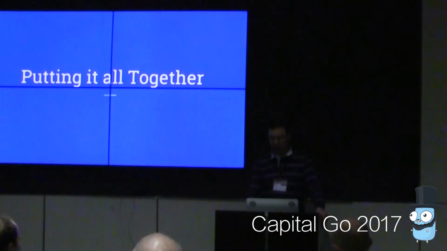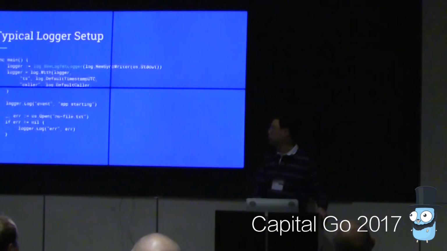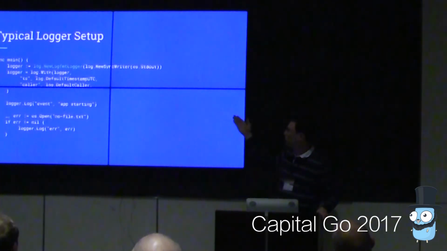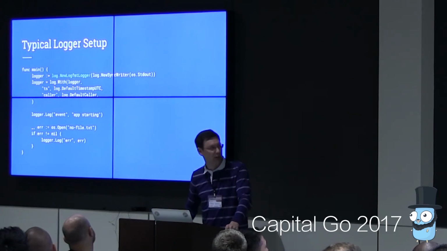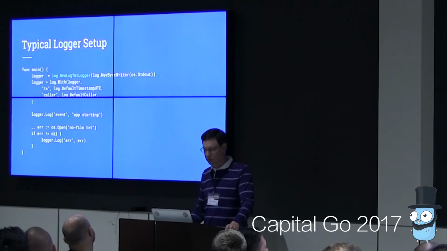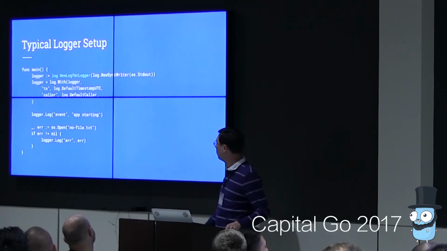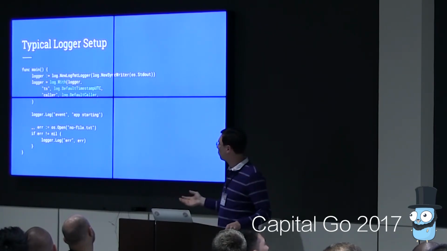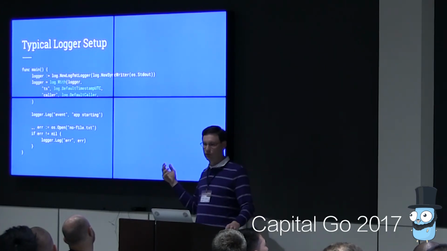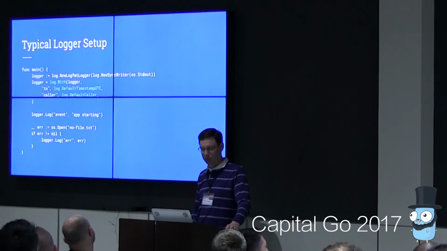So let's put all this together and look at what a main func program would look like using some of these tools. First you pick your formatting logger and determine the output destination, in this case standard out. In case you didn't know, standard out in Go is not concurrent safe, so we wrapped it in a little helper here to make it concurrent safe. Then we define our global context with our default timestamp and our default caller helpers, so that we'll get line numbers and timestamps on everything we log.